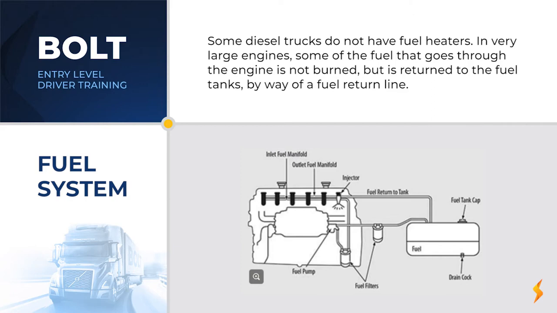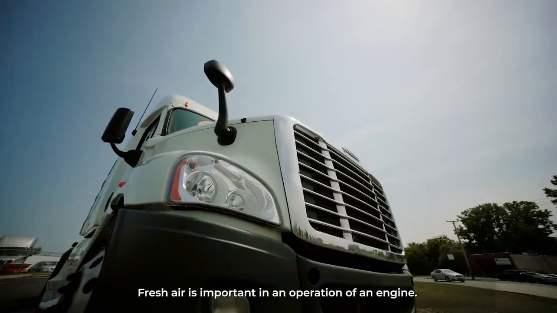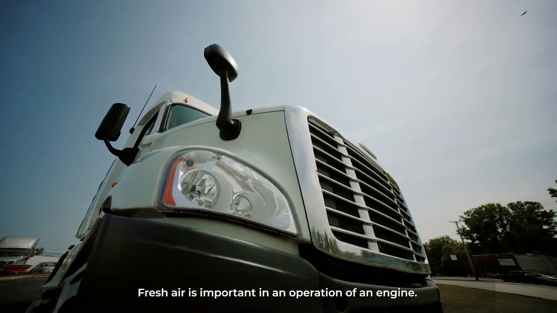In very large engines, some of the fuel that goes through the engine is not actually burned, but is returned to the fuel tanks by way of a fuel return line. This process of the fuel returning to the tank heats the fuel, and some companies count on this as their fuel heating system. Fresh air is important in the operation of an engine.